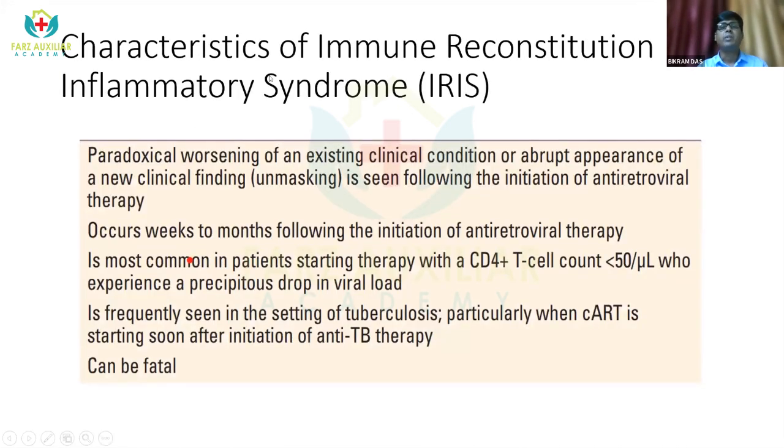A few words about the immune reconstitution inflammatory syndrome. This is a very important aspect we should know, because once ART is given, the patient gets immune reconstitution, and all the inflammatory response comes back, and that may be confused with a new opportunistic infection, or it is an immune response to HIV therapy. There could be paradoxical worsening of the existing clinical condition, abrupt onset of a new clinical finding, or unmasking. Usually it occurs weeks to months after initiation of therapy, and those with CD4 counts less than 50 show this IRIS phenomenon more than others, and it can be fatal.